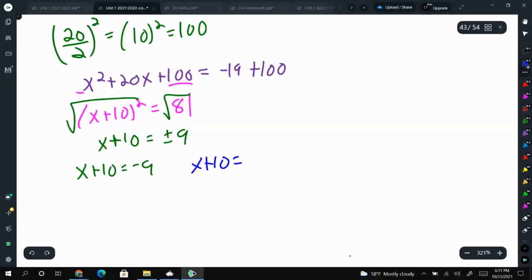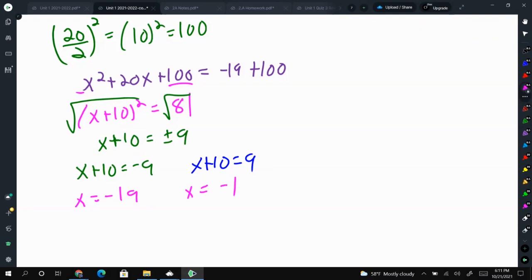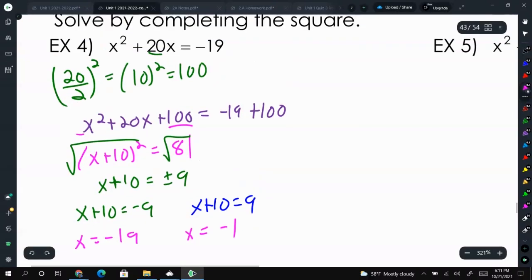x plus 10 equals positive 9. And when we solve these, we're going to subtract 10 from both sides. x equals negative 19 and x equals negative 1. Those would be our two solutions. So you can see that completing the square can be quicker in some instances. This did not take us much time at all.